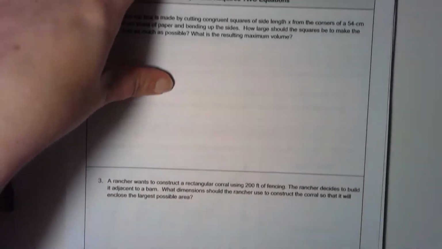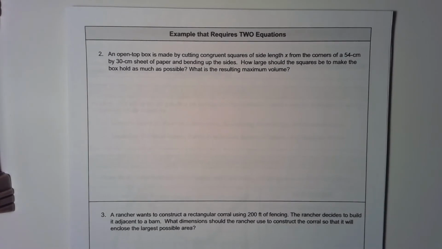Okay, now let's look at a couple examples that require two equations. So problem number 2 here says an open top box is made by cutting congruent squares of side length x from the corners of a 54 centimeter by 30 centimeter sheet of paper and bending up the sides. How large should the squares be to make the box hold as much as possible? And what is the resulting maximum volume?